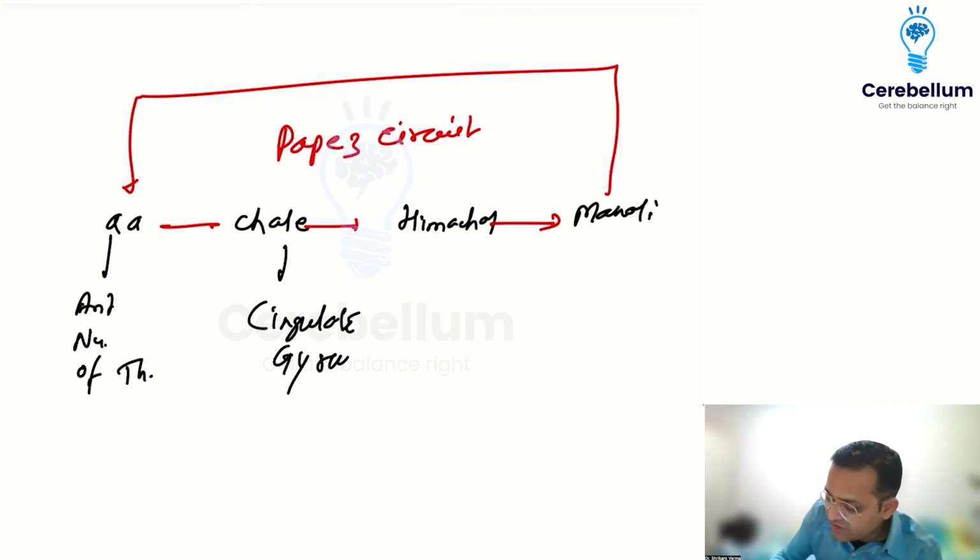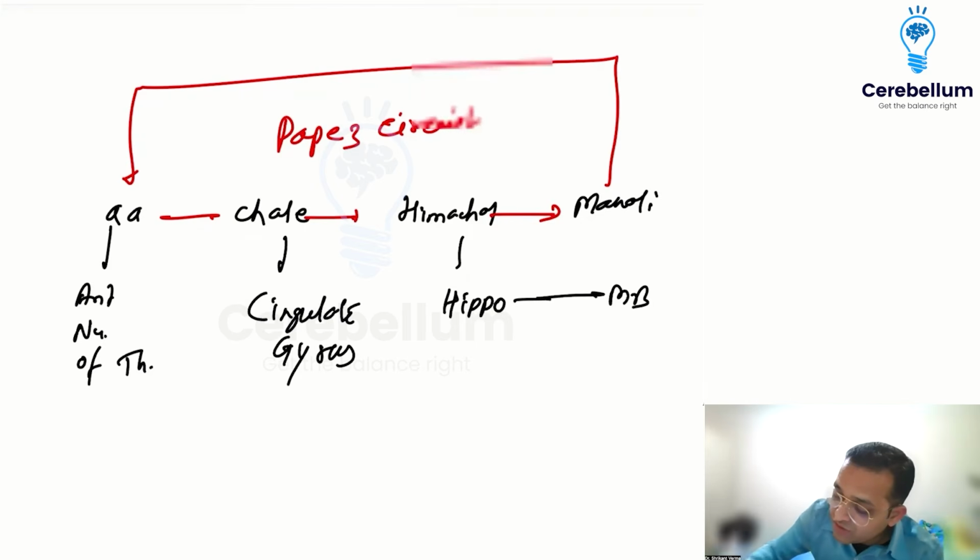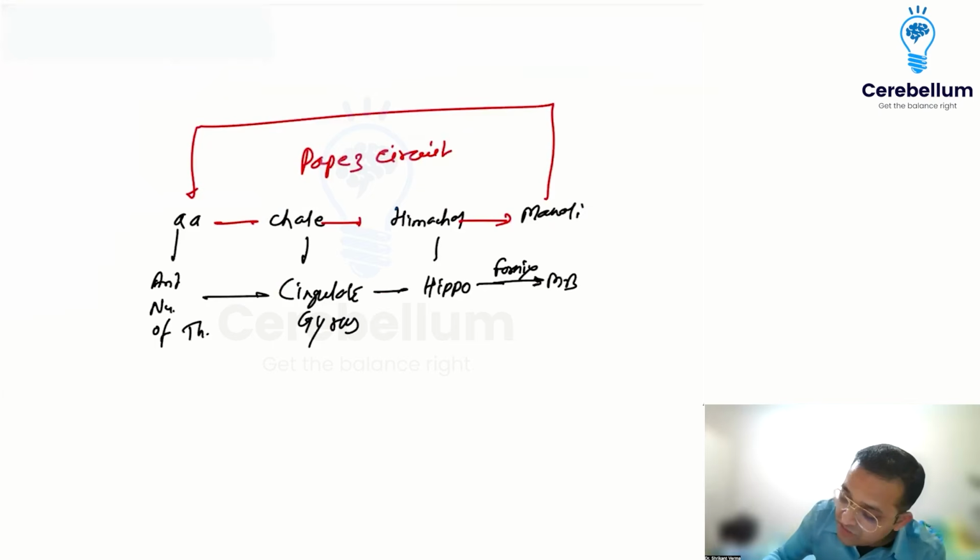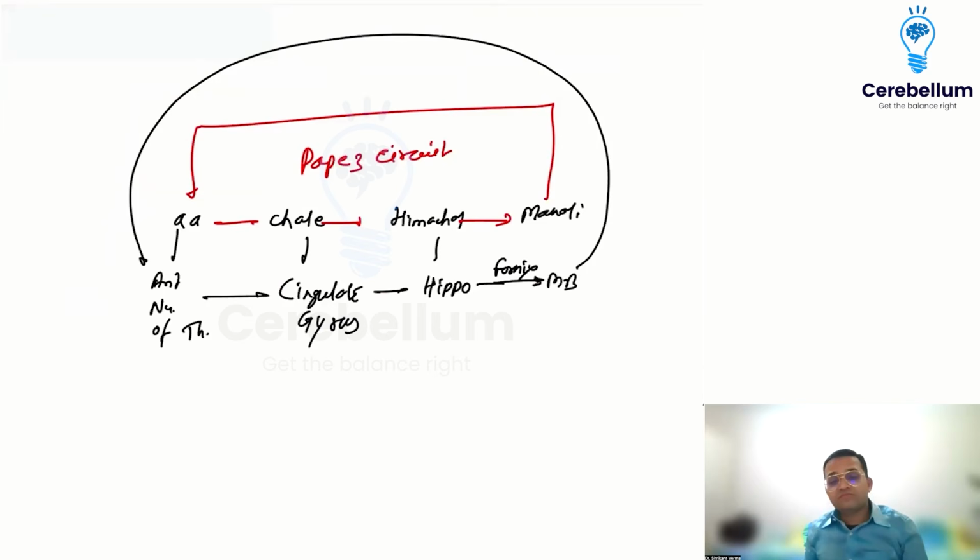Himachal Pradesh means this is our hippocampus, and this is Manali, this is the mammillary body. So remember, in between the hippocampus and the mammillary body, sir, there is our fornix. So this is our Papez circuit. Okay, so the answer is the anterior nucleus of thalamus.